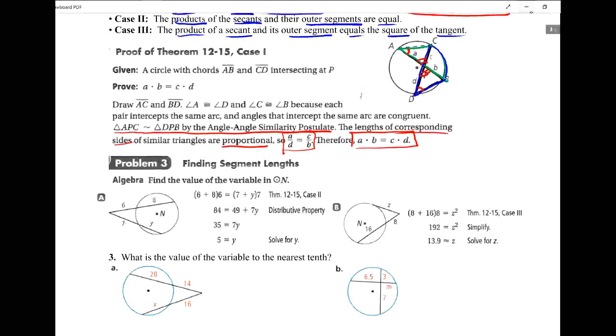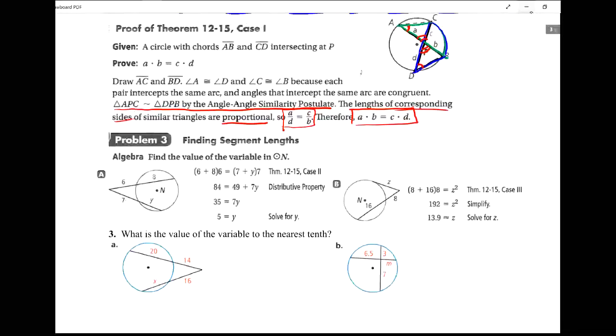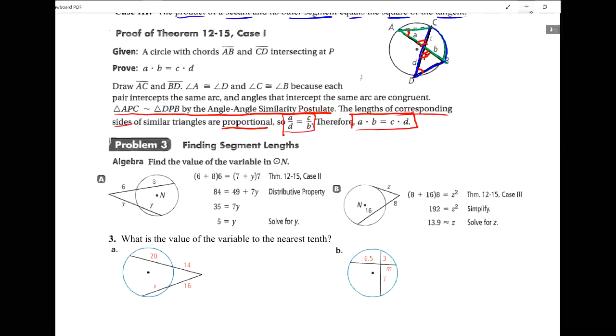All right, let's look at an example. That's kind of fun. I like that. Let's look at our first example here. Find the value of the variable in circle N. Okay, well, they intersect outside, and I know I'm looking for lengths, so I know I'm using these formulas. I want to know where they intersect the circle on the left side and then on the right side.